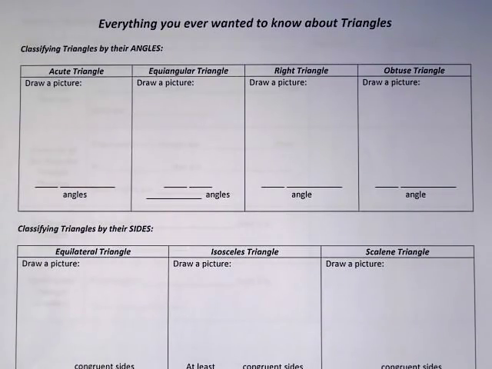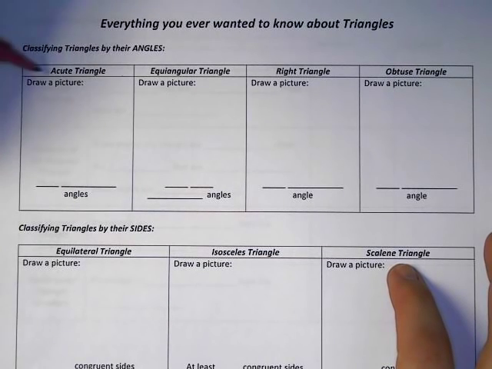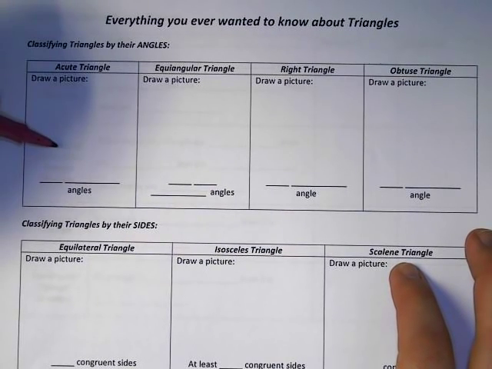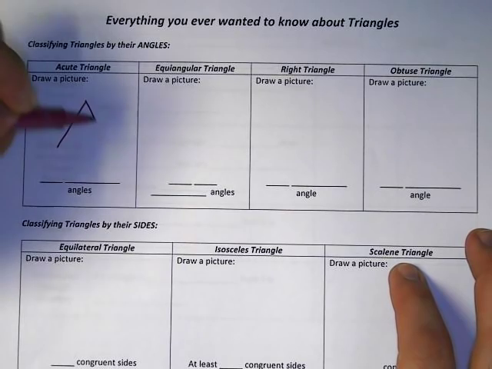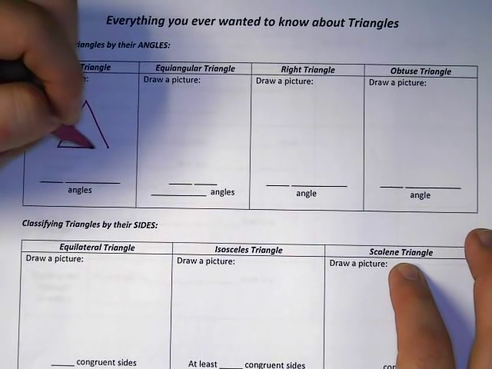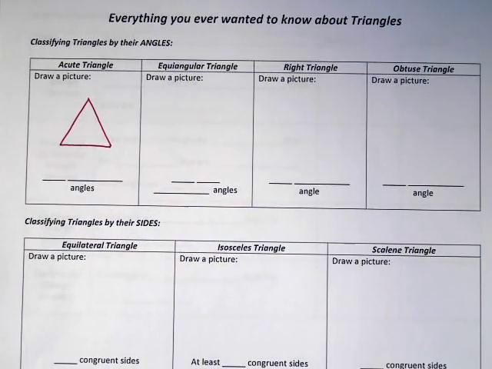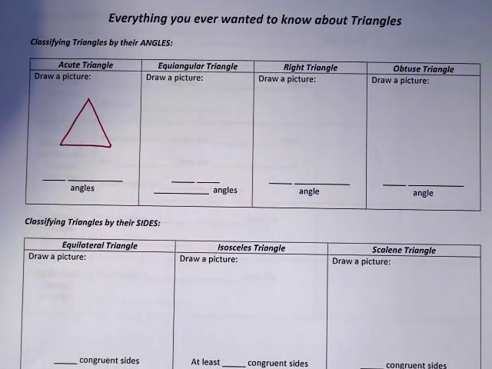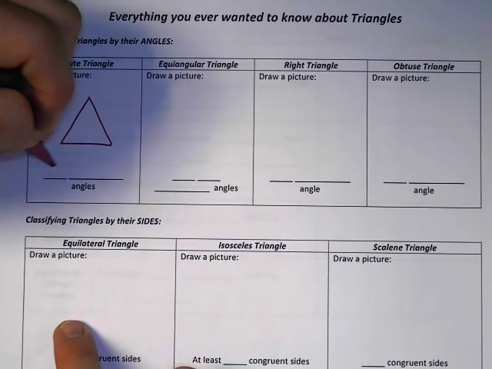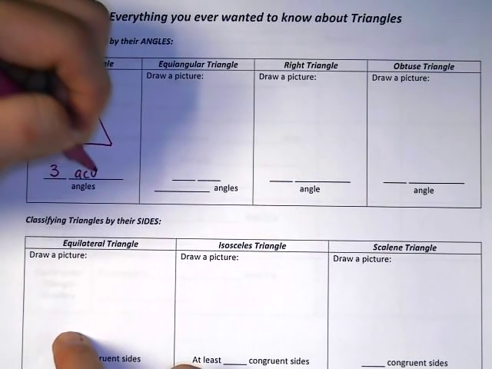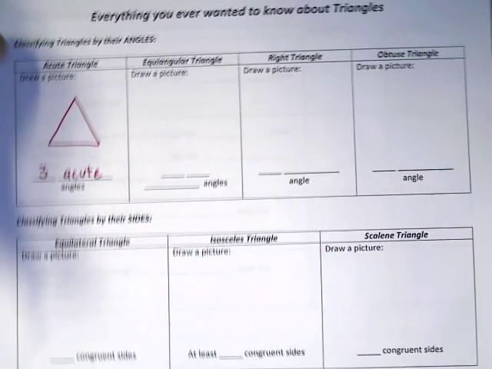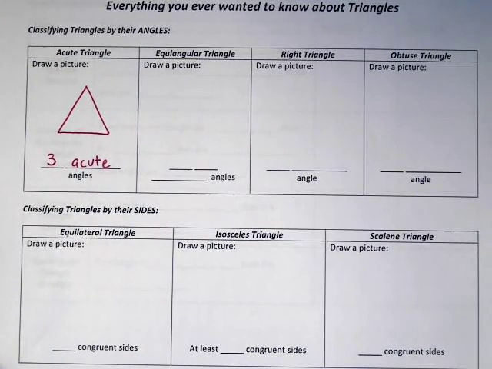Now, when I say the word classify, I mean to group and figure out what type of triangle we are looking at. So, when we have an acute triangle, I could draw anything like this. That's an example of an acute triangle. And I know that this is acute because there are 3 acute angles.